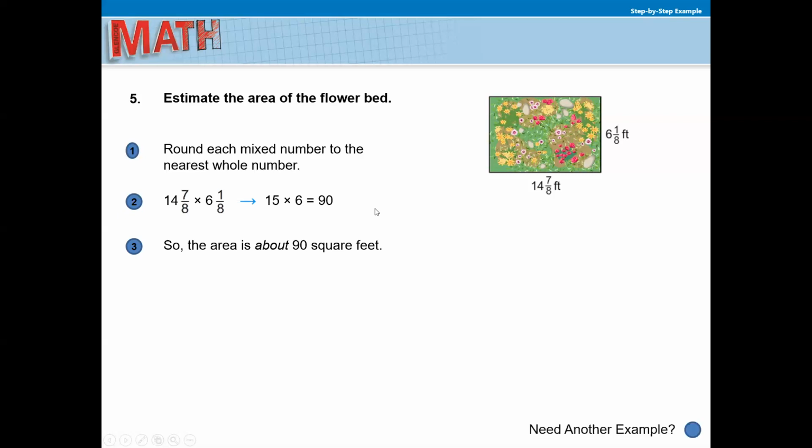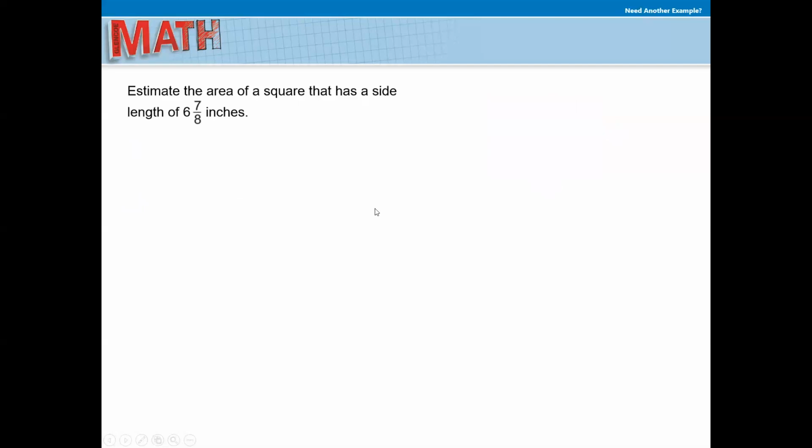Here's another example. Estimate the area of a square that has a side length of 6 7/8 inches. Well, they only gave us one measurement. Oh yeah, a square. All of the sides are the same length. So to find the area, you're going to do 6 7/8 times 6 7/8. Remember to estimate. Pause the video, show all of your work in your math notebook, press play when you're ready to continue.